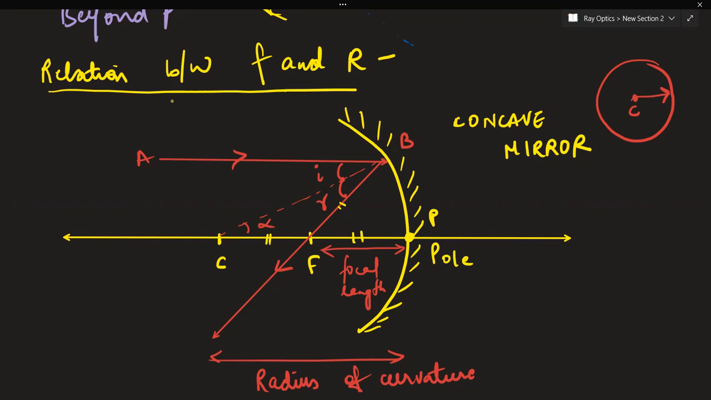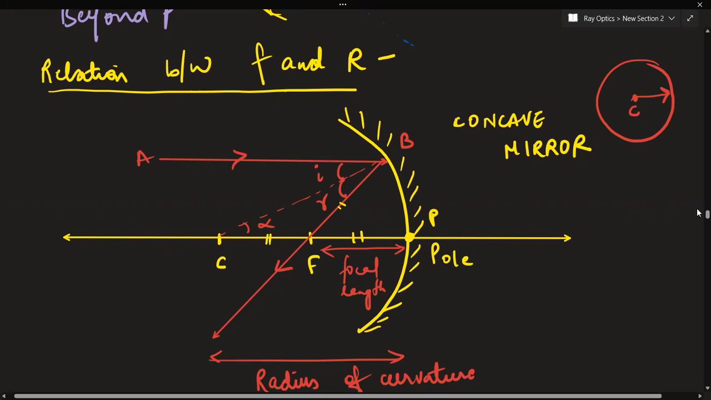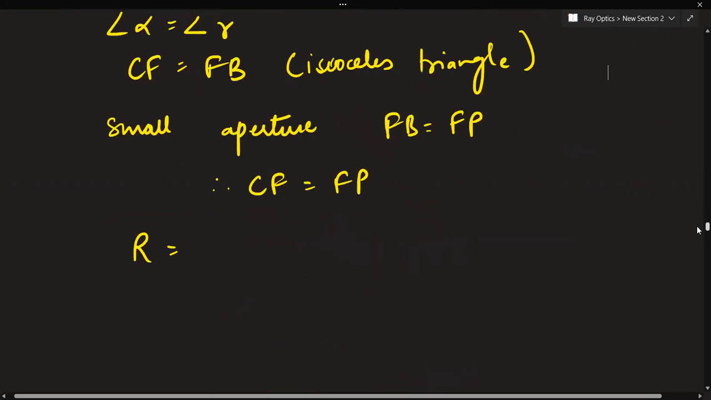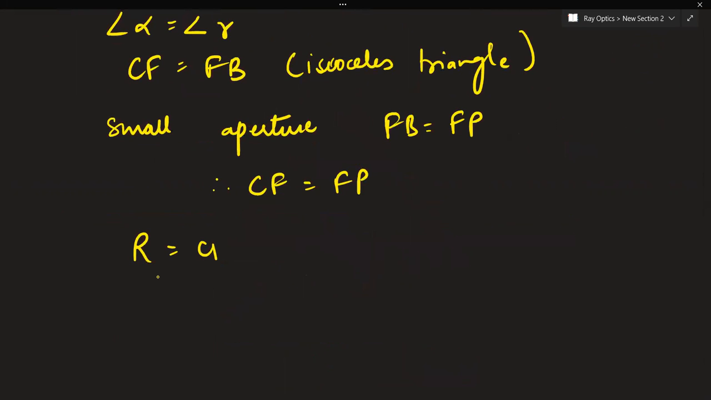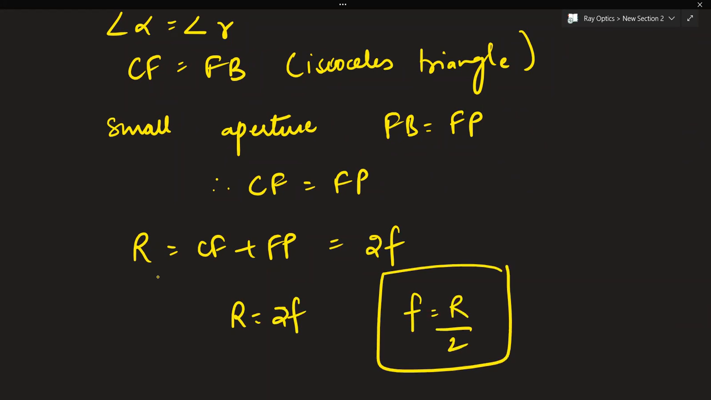Now see, CP is the radius of curvature. This is formed by FC plus the focal length. Do you see this? This is formed by the focal length. So your radius of curvature is actually the sum of CF plus FP. That becomes twice the focal length. One of it is focal length. So radius of curvature is twice the focal length. Focal length is half of the radius of curvature. So whenever you draw the ray diagrams, be careful to mention alpha is equal to R.